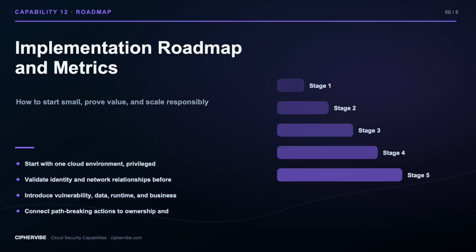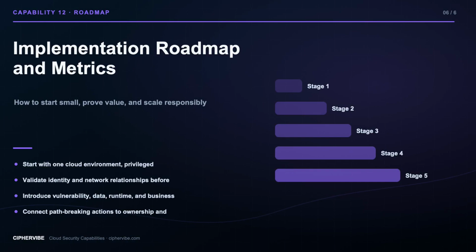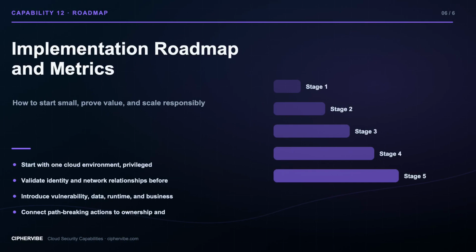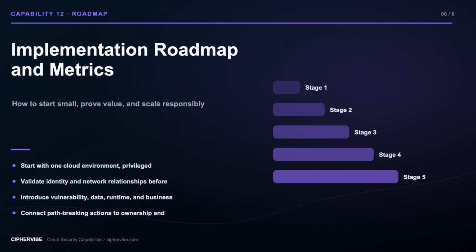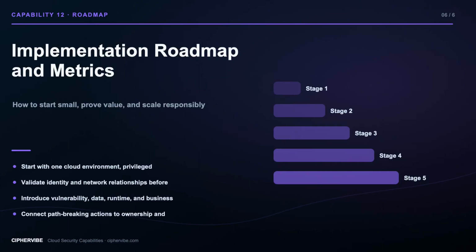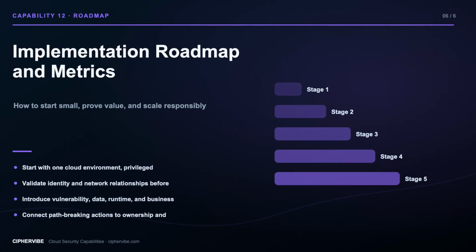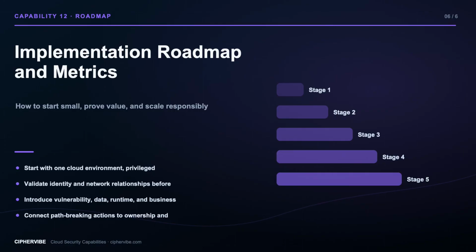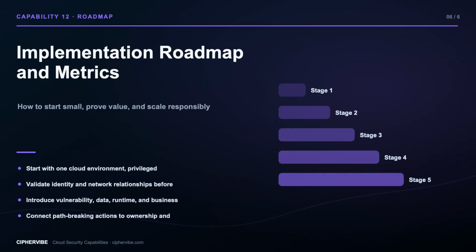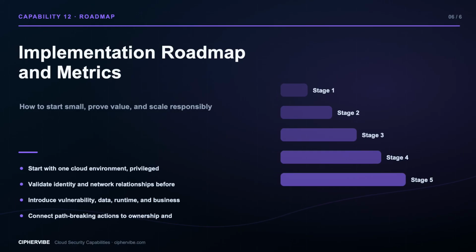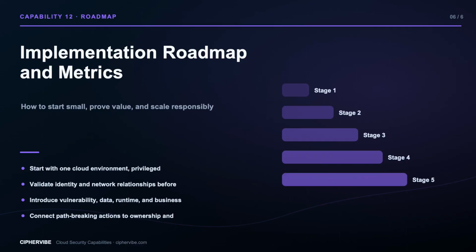A practical implementation roadmap for security graph and attack paths should build trust before scale. First, start with one cloud environment, privileged identities, internet exposure, and a small set of crown jewels. Second, validate identity and network relationships before adding every scanner finding.